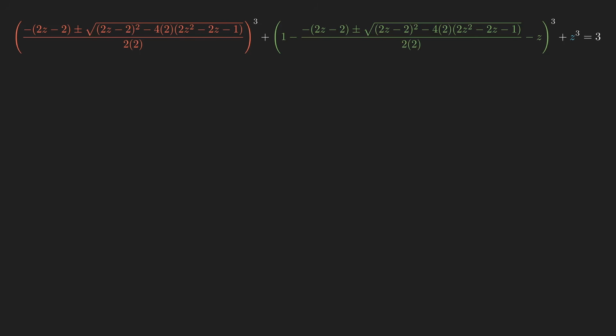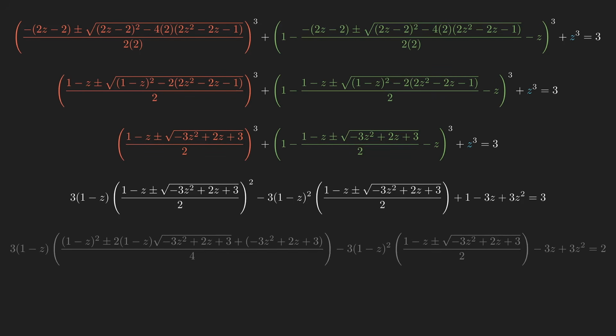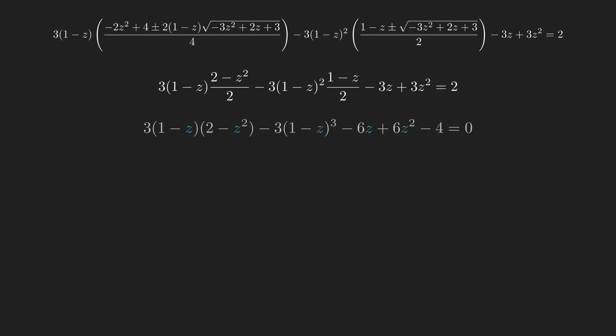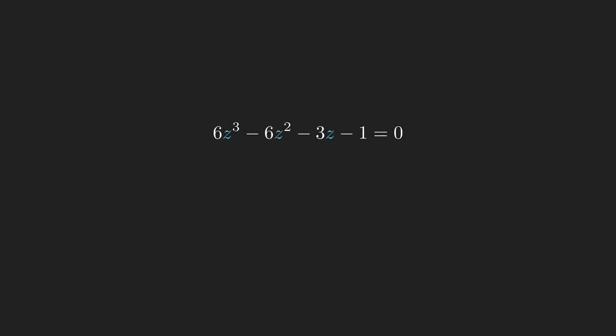Well, you know what we have to do. Simplify. To spare you that headache, I'll do it quickly on screen. Nothing clever is going on here. I'm just multiplying things out and combining like terms where possible. Don't worry about following the algebra if it's not your cup of tea. Whoa, we ended up with something pretty simple. 6z cubed minus 6z squared minus 3z minus 1 equals 0.